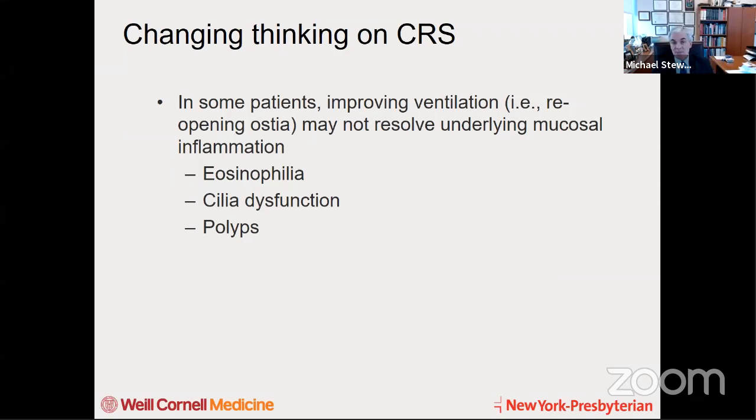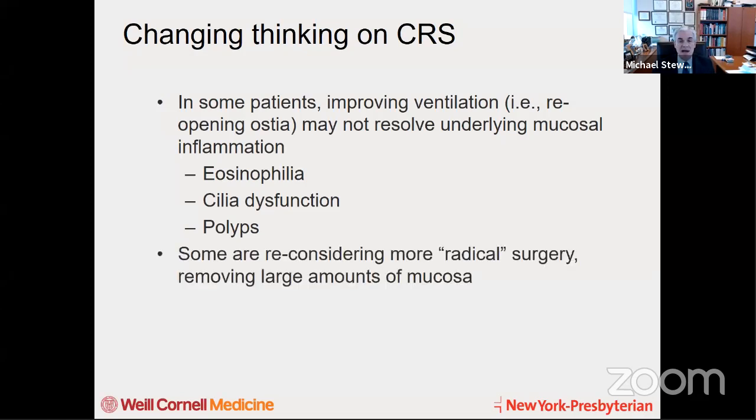In some patients, improving the ventilation is not going to necessarily resolve the underlying mucosal inflammation, such as in patients who have eosinophilia or ciliary dysfunction or polyps. And in fact, there has been some movement back toward more radical surgery. Endoscopic surgery conceptually was considered to be less aggressive, less invasive. Instead of making large openings in the sinus, we were making small functional openings in the sinuses. And in many cases, that reestablishes mucociliary clearance, it reestablishes sinus ventilation, and that's what was needed.